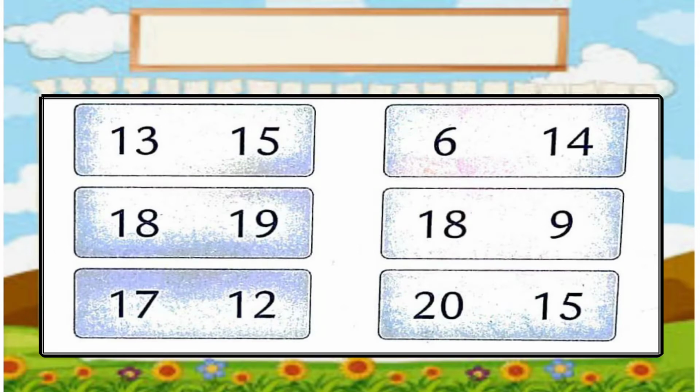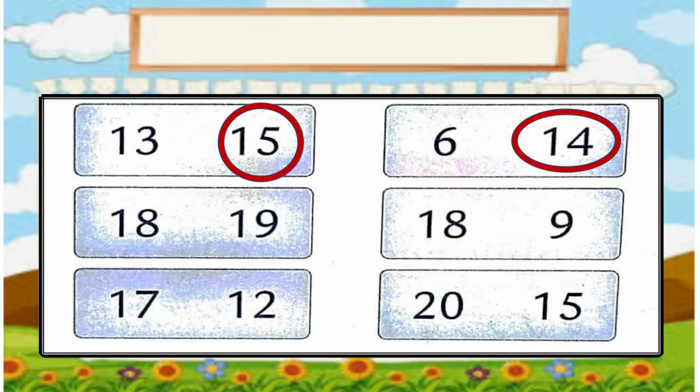Thirteen and 15. Numbers 13 and 15. Here number 15 is the bigger number, so we have to make a circle around it. Then numbers 6 and 14 as well. So here number 14 is the bigger number, so we have to make a circle around it.